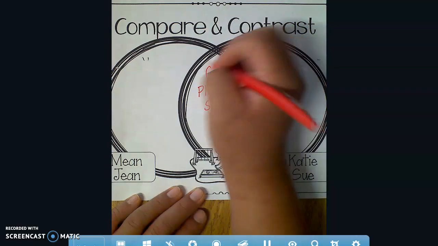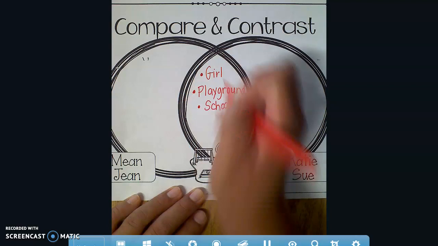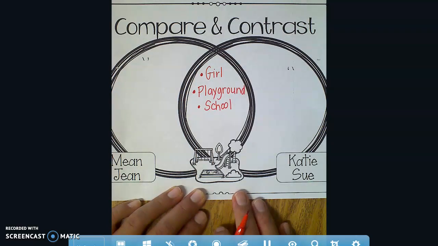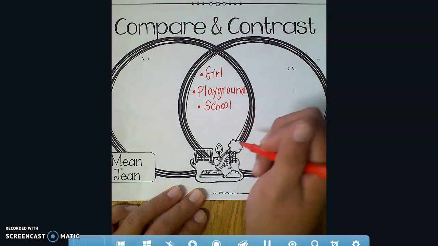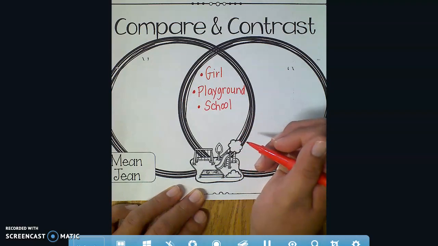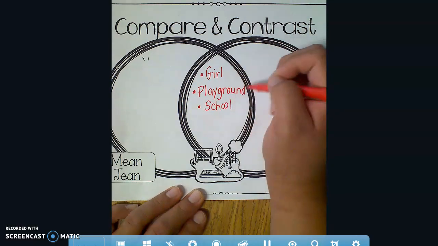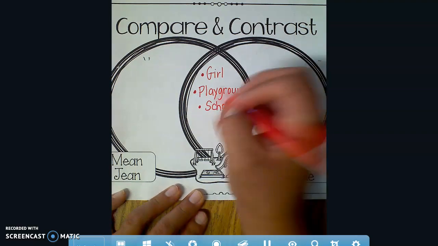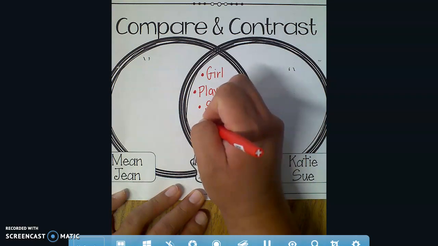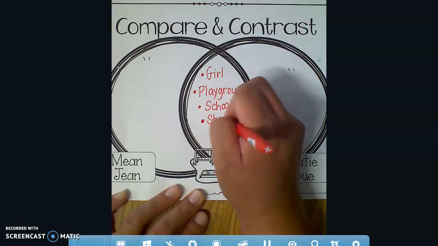So they're not full sentences, and because of that, I'm going to put a dot in front of them. Those dots are called bullets. So they're just like the main points of the story, and I'm not going to be putting them in a complete sentence or anything. So right now we have the characters are both girls. The setting takes place at the playground and the school. And there's students also at the school.